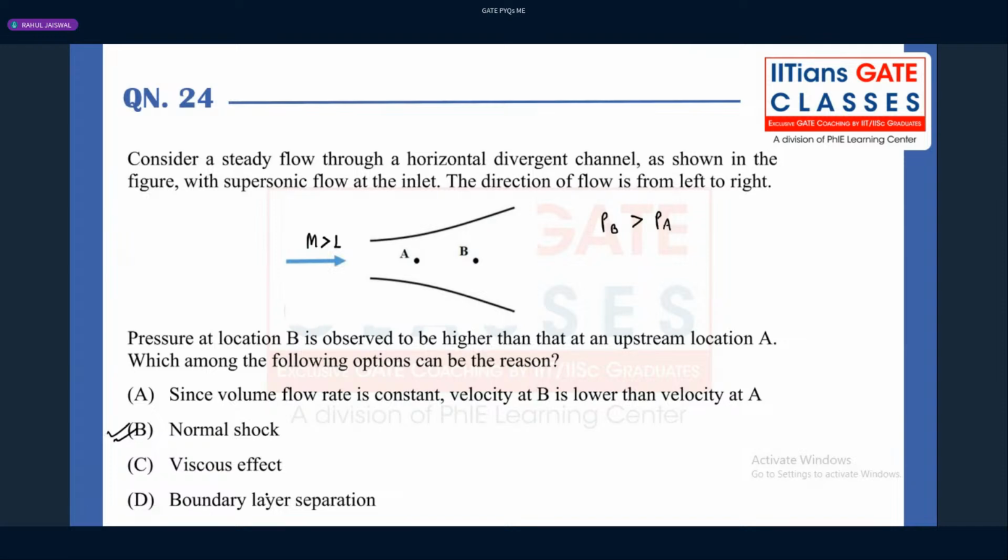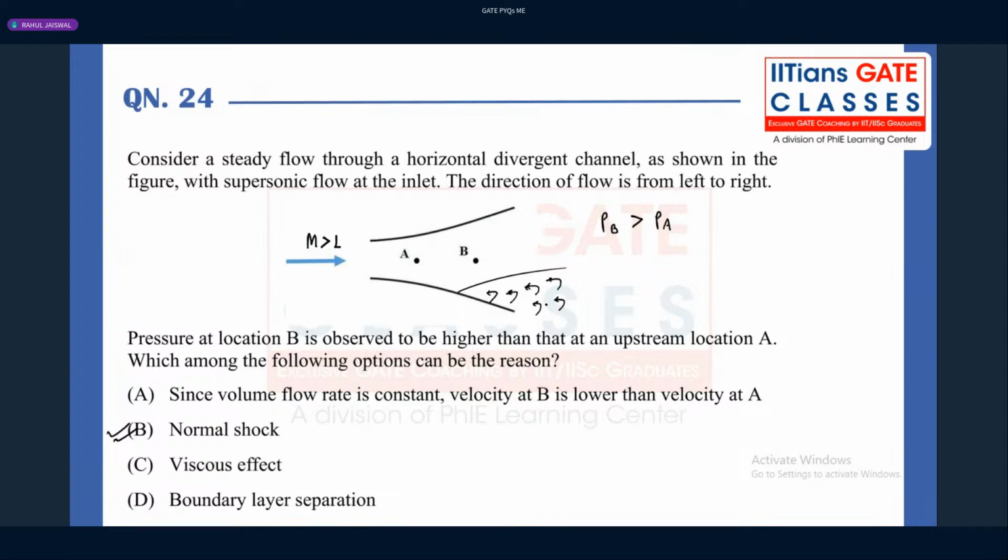The boundary layer separation, because you know that in the divergent portion, the pressure at the outlet of this divergent portion is generally higher than at the inlet section. Thinking that way, we can think there is a flow separation, the flow getting reversed from one side of the wall, and we may start thinking that could be the reason.